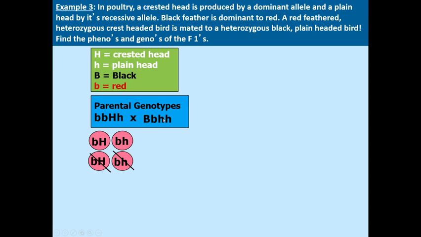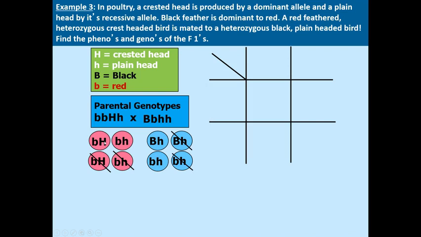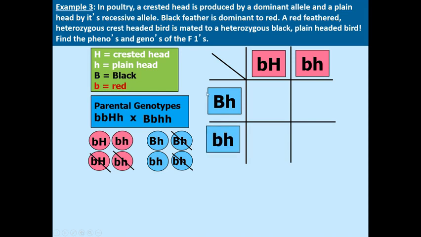We have capital B, lowercase h, capital B, lowercase h, lowercase b, lowercase h, and lowercase b, lowercase h. This time again, we have two repeats. Let's draw our Punnett square with room for the two gametes from one parent along one side and the two gametes from the other parent along the other side. Next, we will fertilize the gametes to show the F1 generation.